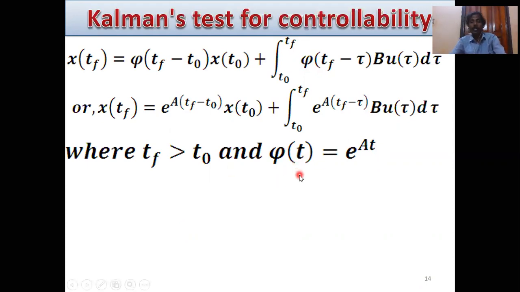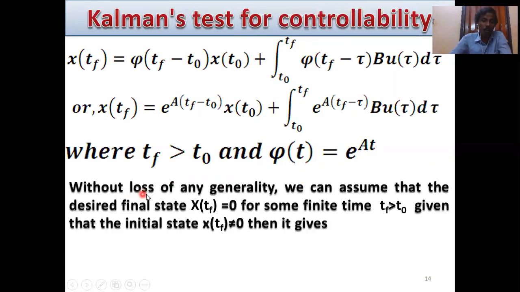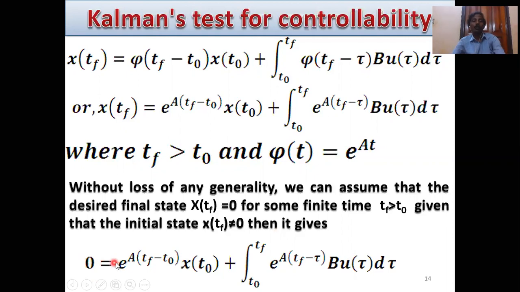This is the state transition matrix properties. Then, without loss of generality, we can assume that the desired final state x(Tf) equals 0. This is the important value. Put x(Tf) = 0 for some finite time Tf greater than T0, given that the initial state x(T0) is not equal to 0. Then the equation is 0 = e^(A(Tf-T0)) x(T0) + integral from T0 to Tf of e^(A(Tf-τ)) B u(τ) dτ.